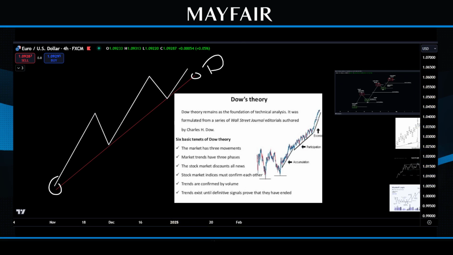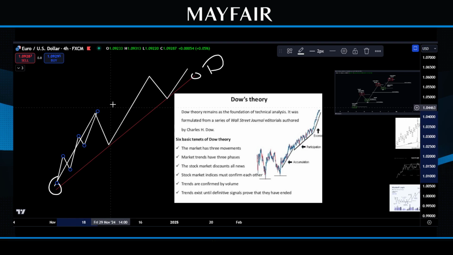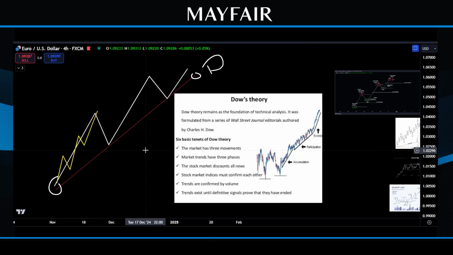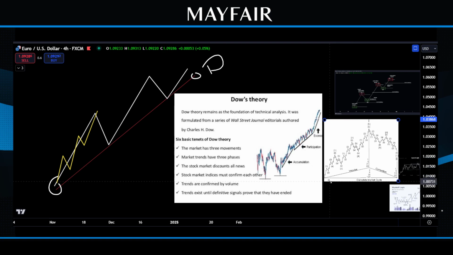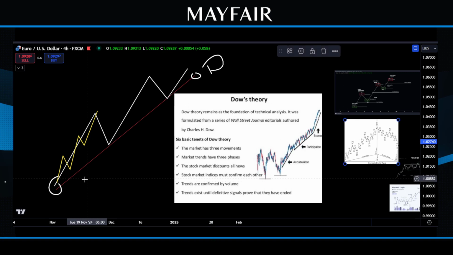That 4-hour move also has internal fractal structures that look like this. So I'll make that a different color just to emphasize it. So basically you have these three trending phases. Now, again, this is pretty obvious from an Elliott perspective. You'll see that these moves are actually classed as what they call nested from an Elliott point of view.